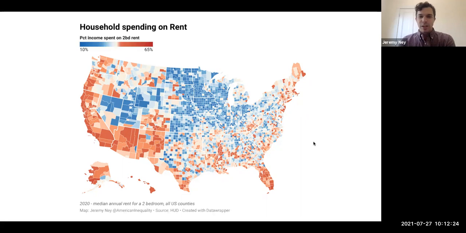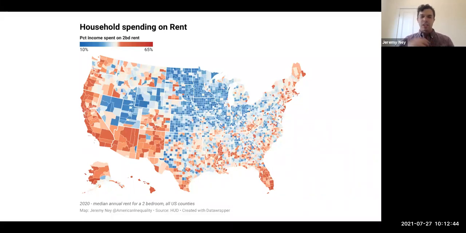So the answer for this one, I am moving back to New York City, and so I'm very much looking at rent prices. This is the household spending on rent on a 2-bedroom, and what percentage of your income you are spending on rent. So you see folks who are spending up to 65% of their income on rent. Other folks are spending 10%.